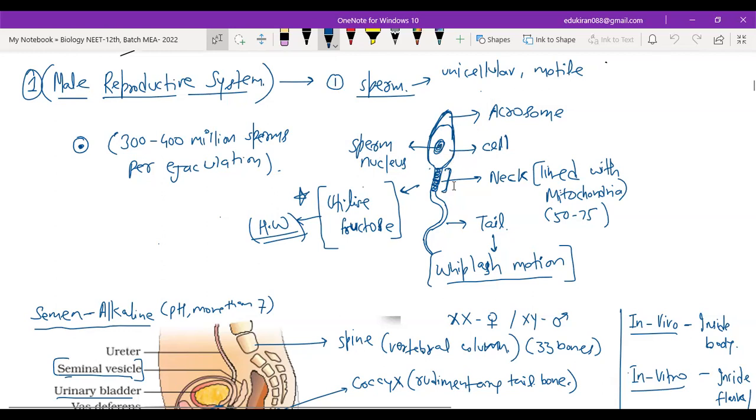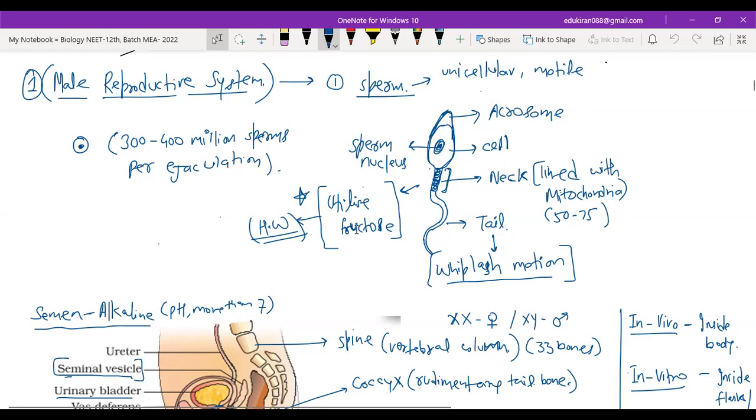And then the next structure is lined with mitochondria. There are 50 to 75, lots and lots of mitochondria in the neck structure lined together. The sole purpose of these mitochondria is to generate energy for the tail to show whiplash motion. Sir, there's a middle piece, right? That is the neck. Middle piece is called neck. Head, neck, and tail. Some books write it as head, middle piece, and tail. So neck is the middle piece. Is it clear? Okay, perfect.